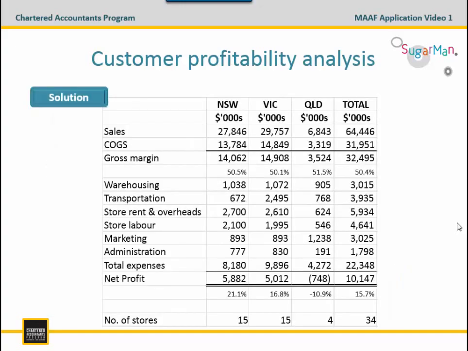Putting that all together, the customer profitability analysis looks like this. You can see that we have replaced the logistics line with two separate rows for each of warehousing and transportation. The marketing line has also been reallocated using activity-based costing. The most obvious thing to note is that in this analysis, Queensland is now loss-making. In VC1, we will use this customer profitability analysis to answer further questions.